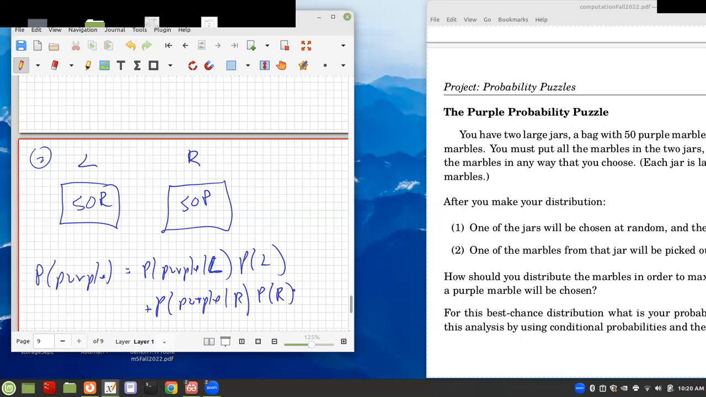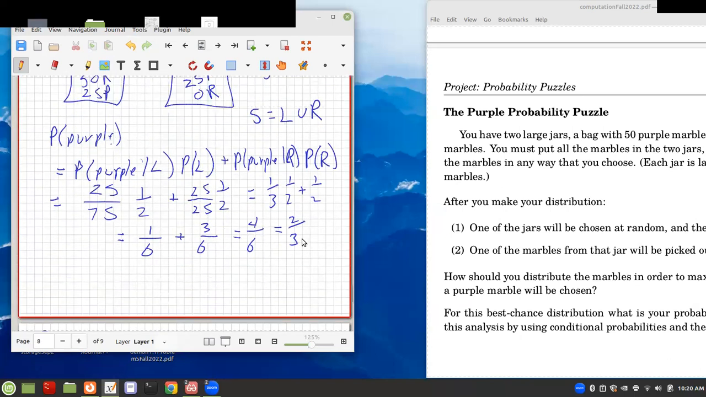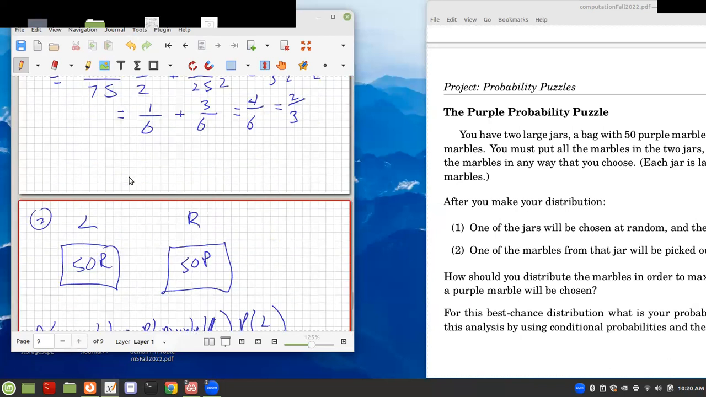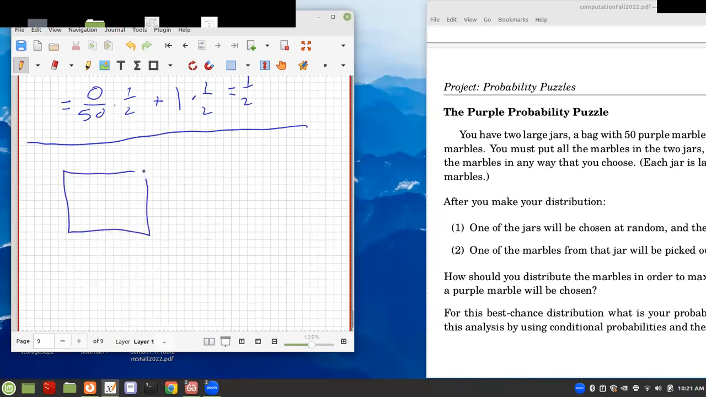So this is going to equal, the probability I get a purple if I have one on the left is 0 over 50 times 1/2 plus 1, because I'm going to get 50 over 50. I'm always going to get a purple one from here, times 1/2, equals 1/2. So this distribution gave me a probability of purple of 1/2. This one gave me 2/3, and 2/3 is larger than 1/2.